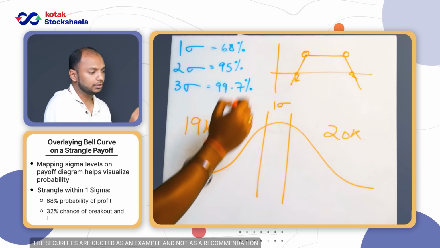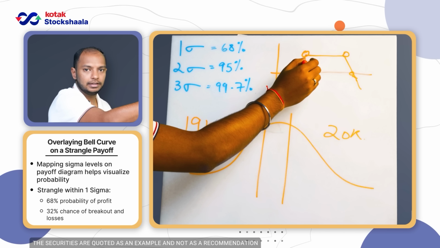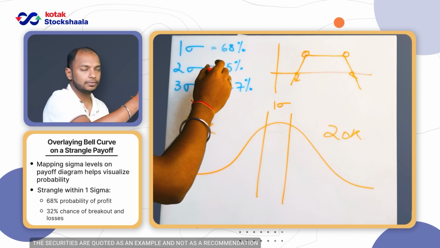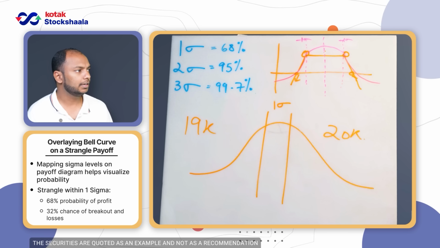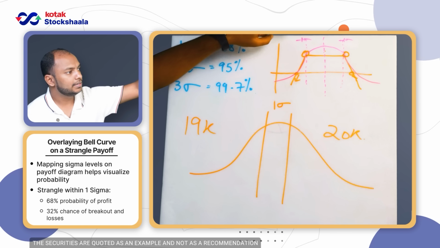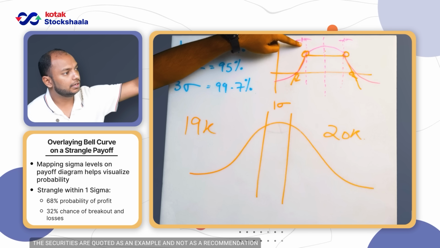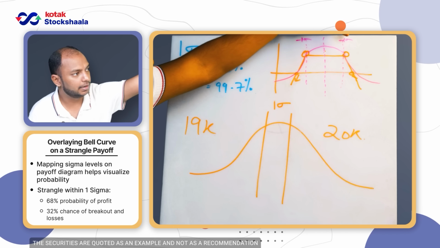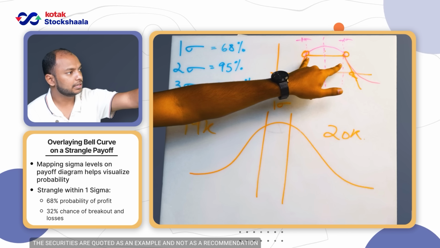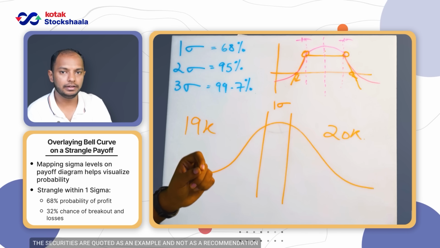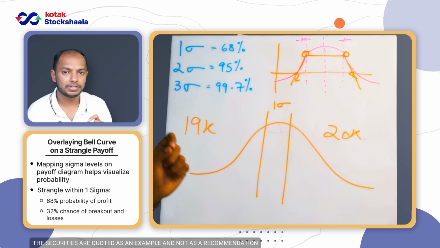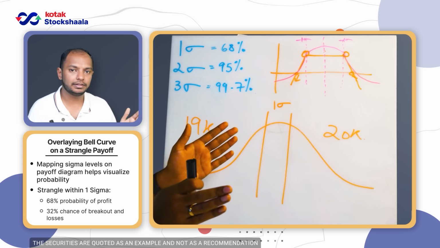Now, what if we put this bell curve on this graph and see whether this is coming inside the 1 sigma curve, or the 2 sigma curve, or the 3 sigma? So now I have added this bell curve onto this strangle, and let's assume that this is the 1 standard deviation or 1 sigma, minus 1 sigma and plus 1 sigma. What this indicates is that if our strangle is within this range, there's a 68% probability that you're going to be completely profitable, but the remaining 32% is where there might be a breakout outside this range.